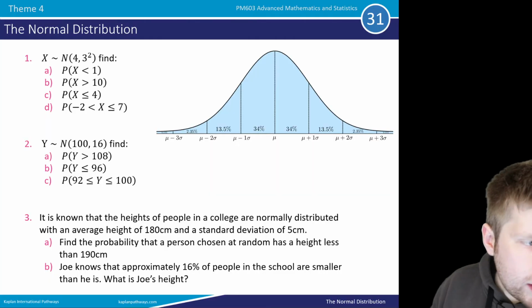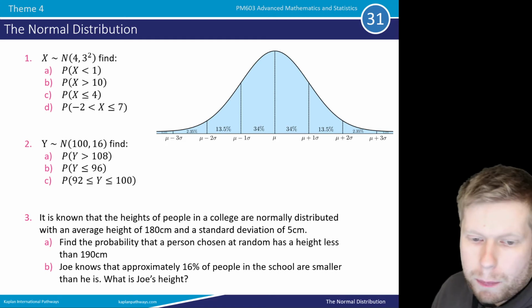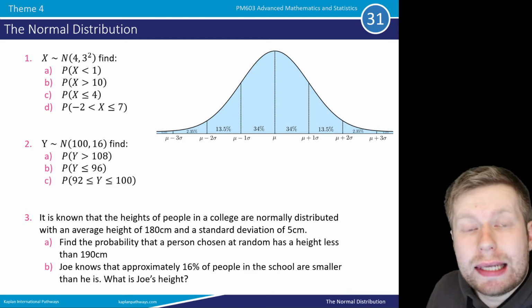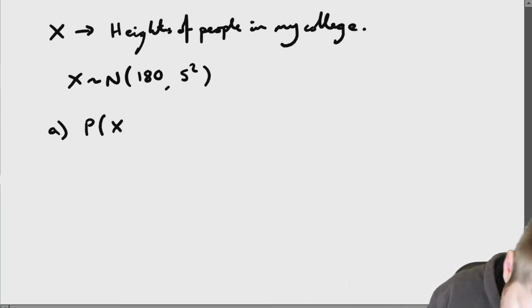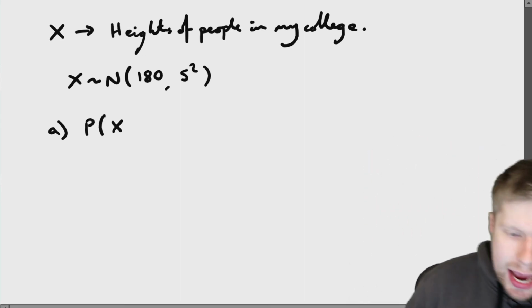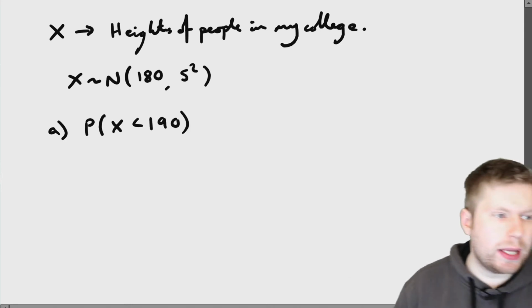So I need to first of all find the probability that a person chosen at random has a height less than 190. So I want to find the probability that a person chosen at random, x, is less than 190 centimetres. What's that probability?